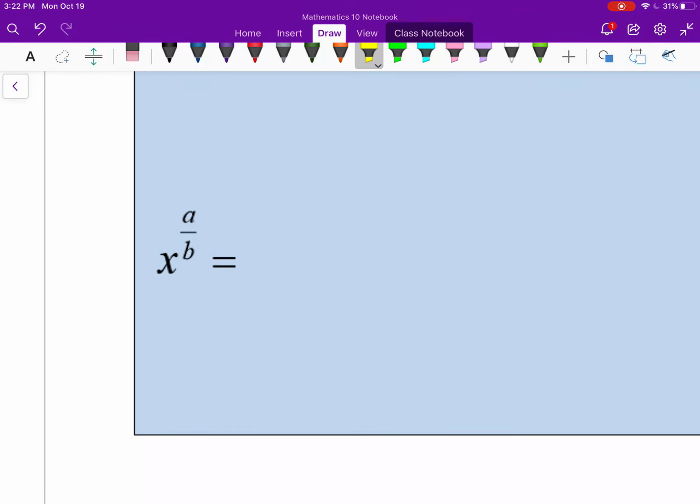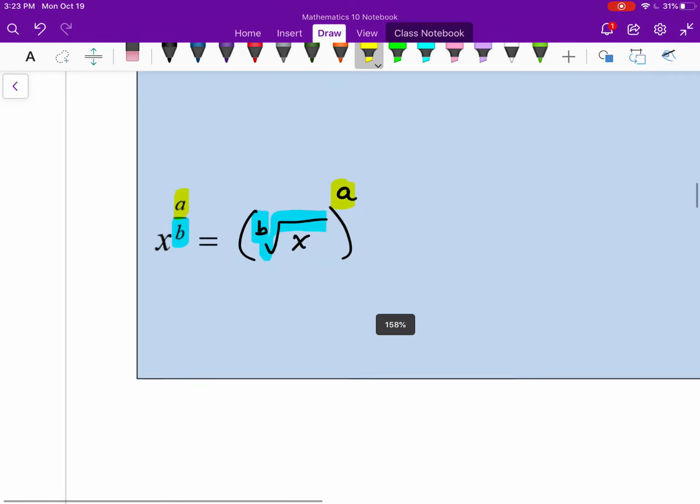X to the power of a over b, where a and b can be any numbers, including negative numbers. In general, what this means is the bth root of x, where b could be a second root, a cube root, a fourth root, a 10th root, whatever, all to the power of a. That's one way of looking at it.